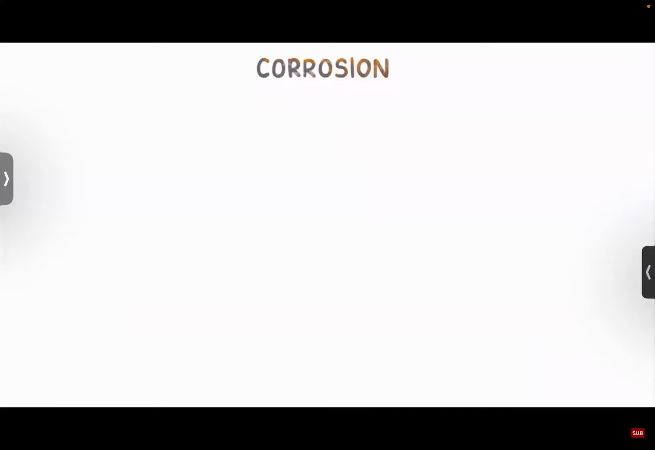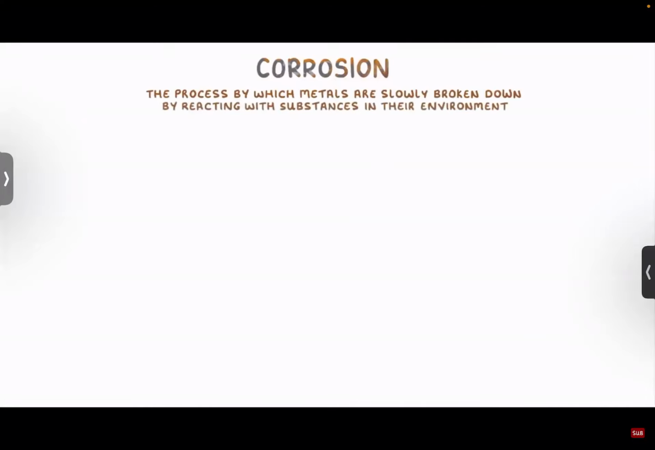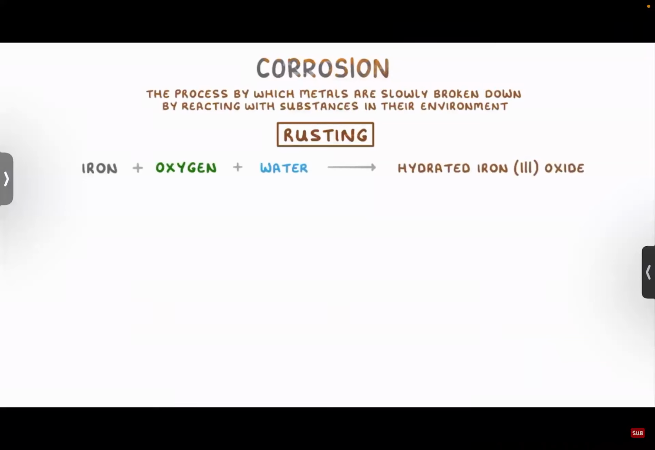Corrosion is a general term that refers to the process by which metals are slowly broken down by reacting with substances in their environment. One example of this is rusting, which is where iron reacts with oxygen and water from the environment to form hydrated iron oxide, which is more commonly known as rust.